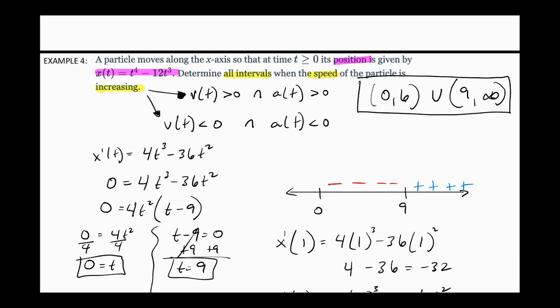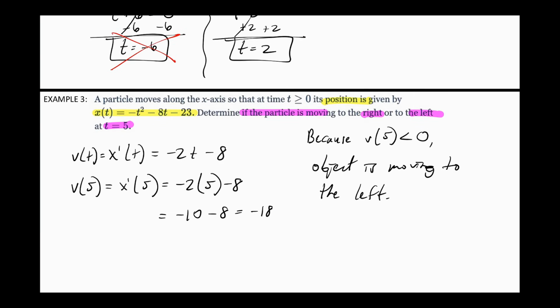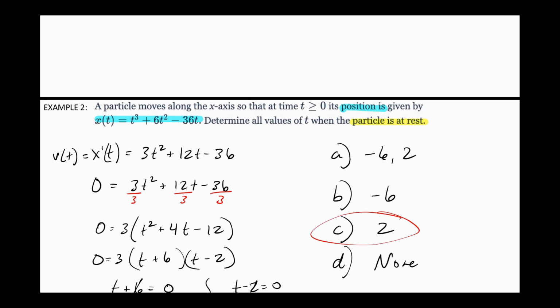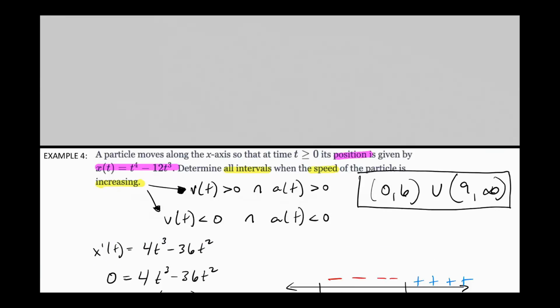When is speed increasing? When is the particle moving left or right when time is 5? When is the particle at rest? Those types of questions. Well, we're still going to get those types of questions. The only difference is the pieces of information they give us look different. They're not different, they just look different.